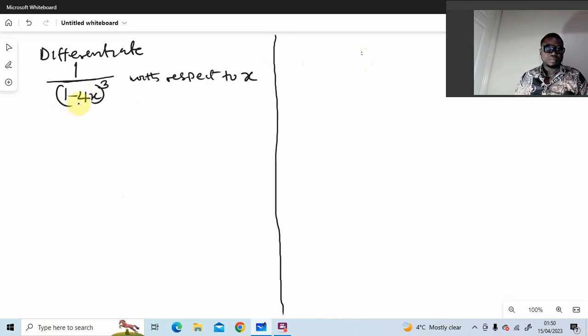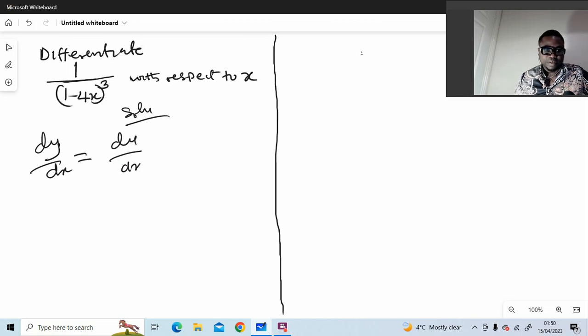This expression is a polynomial expression, so we call this function a composite function, or a function of a function. For you to differentiate it, you have to apply what we call the chain rule. Now the chain rule gives us dy over dx is equal to du over dx multiplied by dy over du.